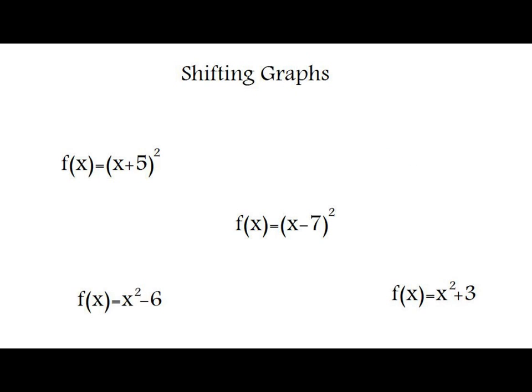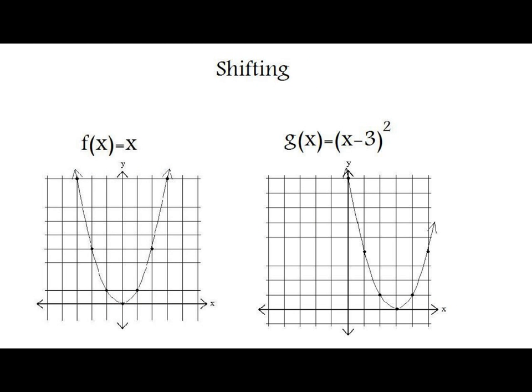The last part of this section involves the shifting of graphs. This can be done 2 ways. The first way is moving the graph horizontally. This is done by adding or subtracting a number from x.